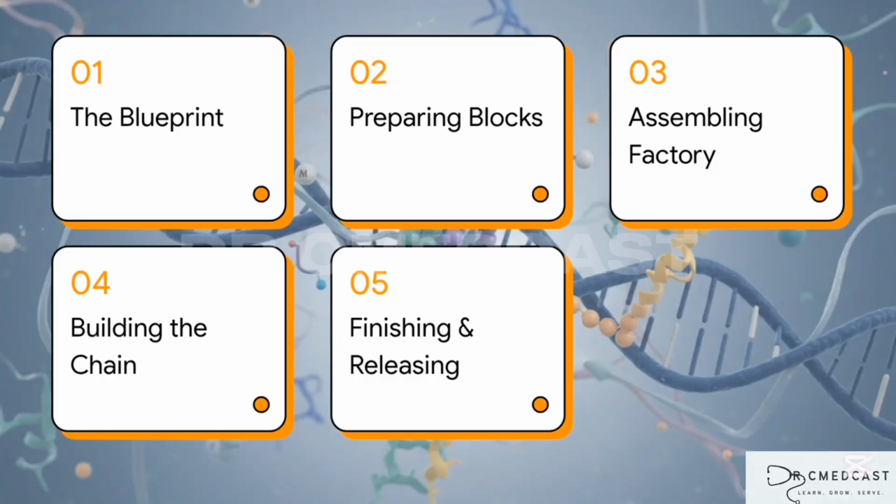So, to really get a grip on this, we're going to follow the entire journey from start to finish, and we'll break it down into 5 key stages. We'll begin with the blueprint itself. Then we'll see how the raw materials, the building blocks, are prepared. After that, we'll watch the factory itself get assembled, see the protein chain being built step by step, and finally, witness the finished product as it's released.